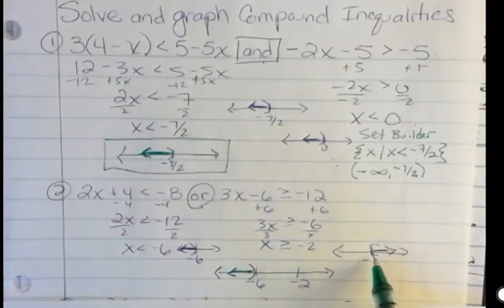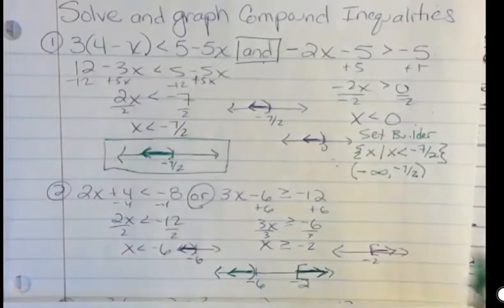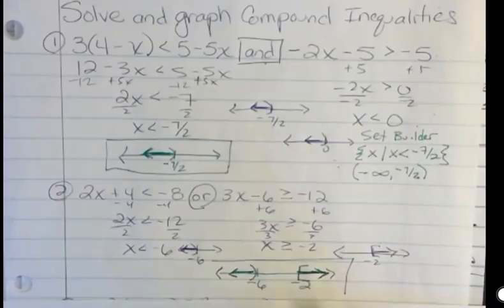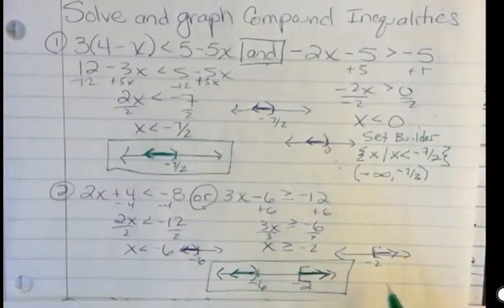And over here I have a bracket because of the equal to part. And I'm going forever to the right. And that's what my graph is going to look like of my final answer. What does that look like as an interval? It looks like negative infinity up to negative 6 union with negative 2 to infinity.